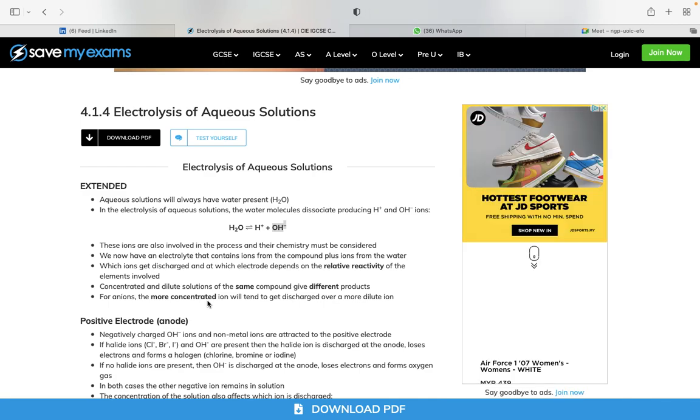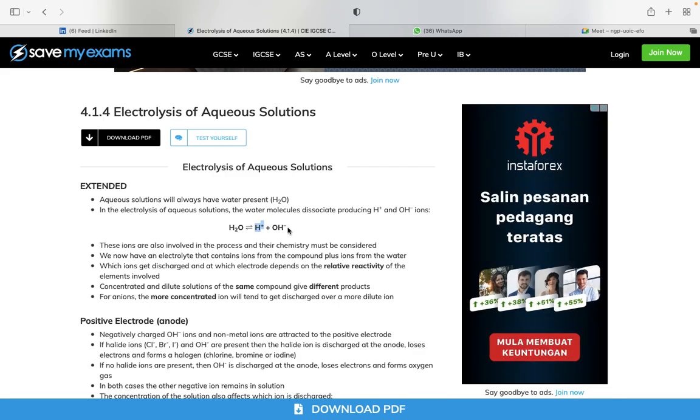Now let's take a look at how concentrated and dilute solutions of the same compound give different products. Why? Because with a concentrated solution, you're only looking at the ions from the compound. But with a dilute solution, you're looking at the ions from the compound itself and also ions from the water, the H plus ion and the OH negative ion. So in this case you'll be considering 4 ions: 2 ions from the electrolyte itself, and 2 ions from the water.